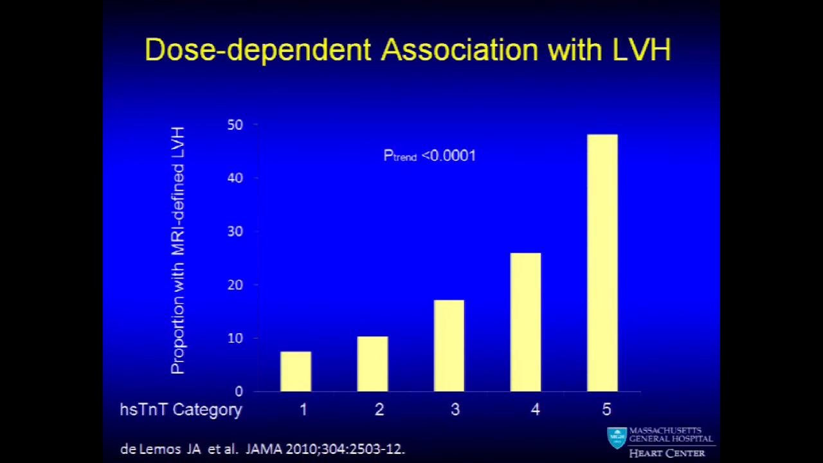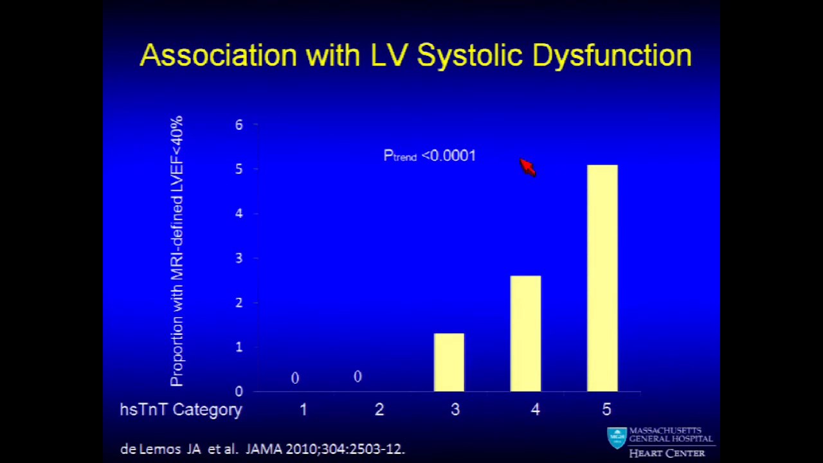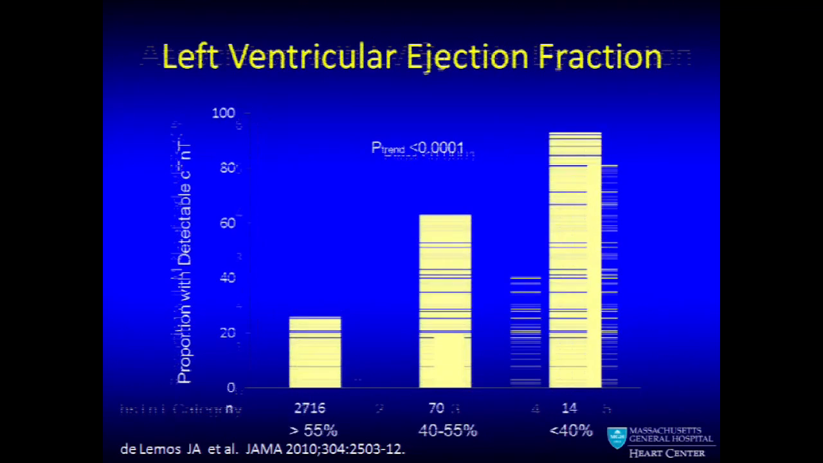These are data that James de Lemos and our colleagues at the Dallas Heart Study published showing, for example, and this maybe helps to understand the question about hypertension that we were just having, a dose-dependent association with left ventricular hypertrophy. So the higher the highly sensitive troponin concentration is in an ambulatory, apparently well population, the more prevalent left ventricular hypertrophy is. Even asymptomatic left ventricular systolic dysfunction. So just the presence of LV dysfunction alone is associated in a significant fashion with elevations in troponin.